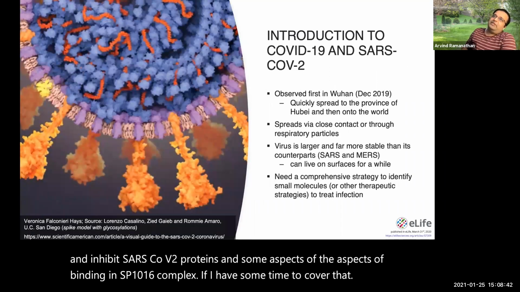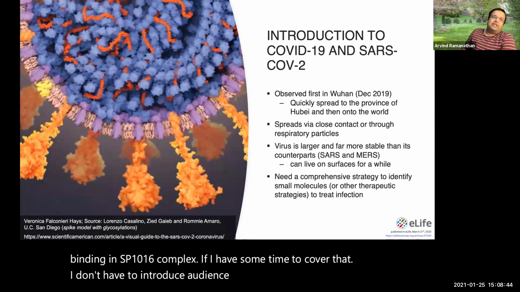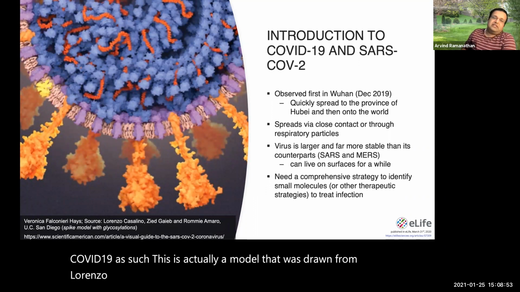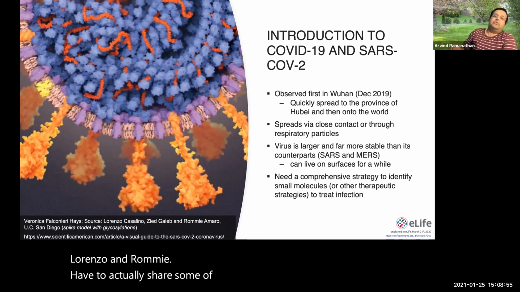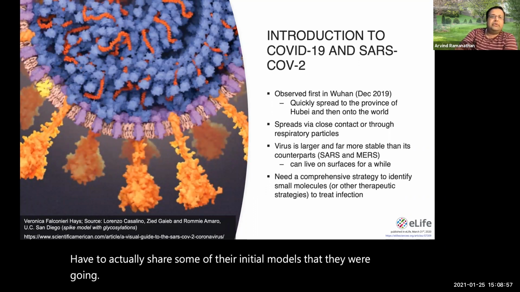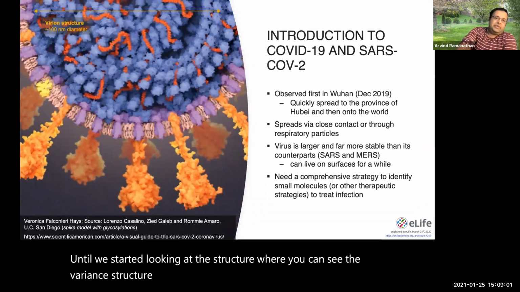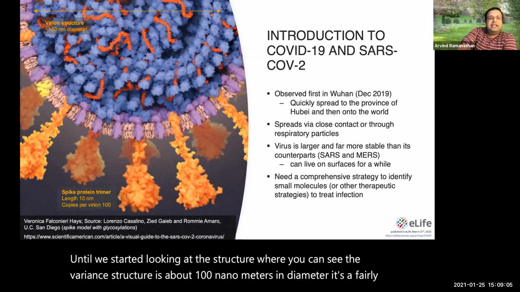I don't have to introduce the audience to the SARS-CoV-2 or the COVID-19 as such. This is actually a model that was drawn from Lorenzo and Rami. They were kind enough to share some of their initial models. And so we started looking at the structure where you can see the virion structure is about 100 nanometers in diameter. It's a fairly large virus, unfortunately.